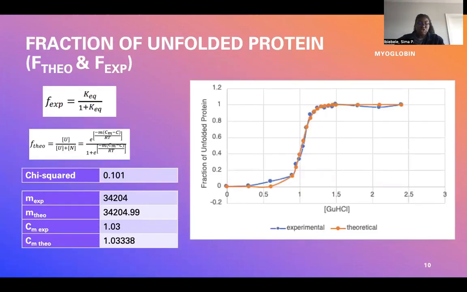The experimental value of the fraction of unfolded protein was found in Excel using the first equation listed here. The theoretical value of the fraction of the unfolded protein was found using the second equation listed on the slide, as well as the Solver added in Excel to improve the theoretical values of M and CM by minimizing chi-squared. The graph on the right is a plot of both the experimental and theoretical values for F versus the concentration of guanidine hydrochloride. The values for F experimental and F theoretical matched up very well here.